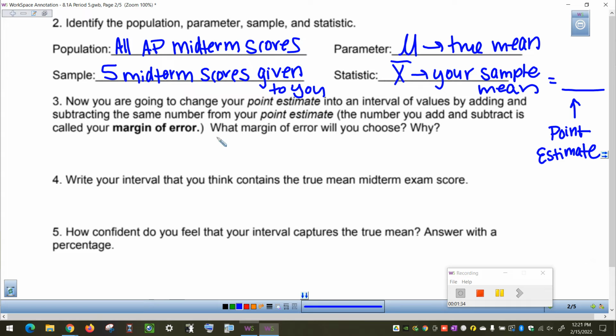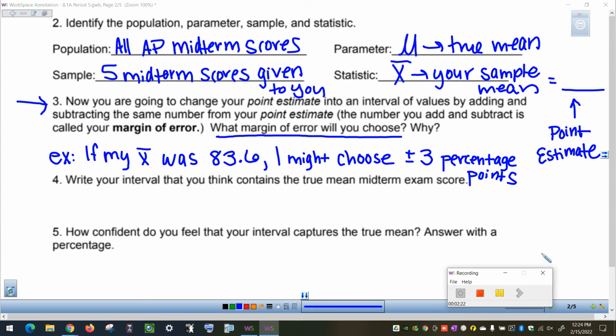And this is really up to you. Actually, I want you to collaborate here with your group on what margin of error you will choose, because you each have a different sample of 5 scores. I will check in with your group to see how your sample mean compares with everybody else's. And then together, I want you to decide on what your margin of error will be. This is not necessarily the margin of error that you have to choose. It's going to depend on what you think it would be with your group, because remember, ultimately, you want to try to capture the true mean, but you want the smallest interval possible that's going to do that.